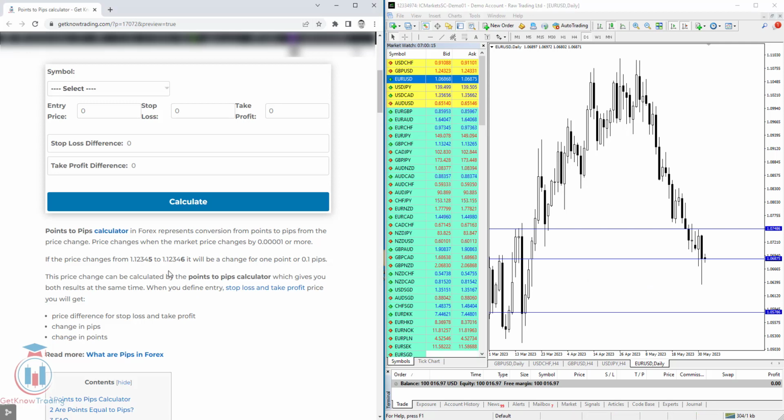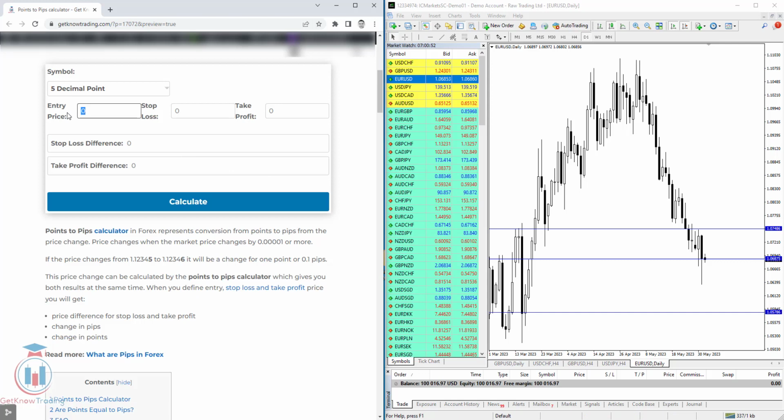So if you, for example, take a look here, if the price changes from 1.12345 to 1.12346, it will mean that the change is on the 5th decimal point, which is a 1 point. So the change will be by 1 point or 0.1 pips. And 1 pip is equal to 10 points.